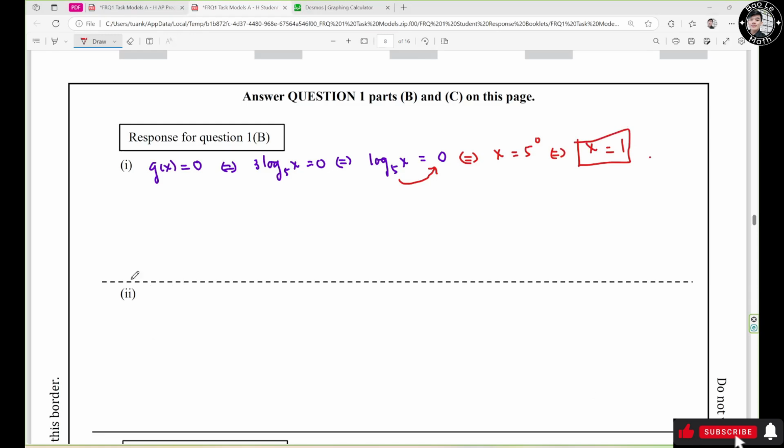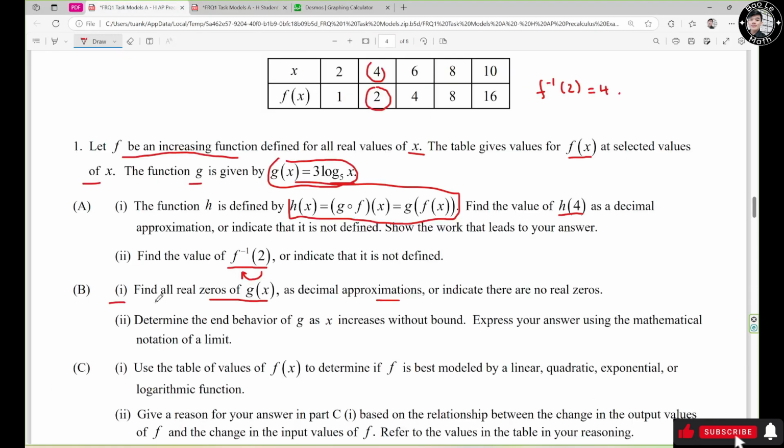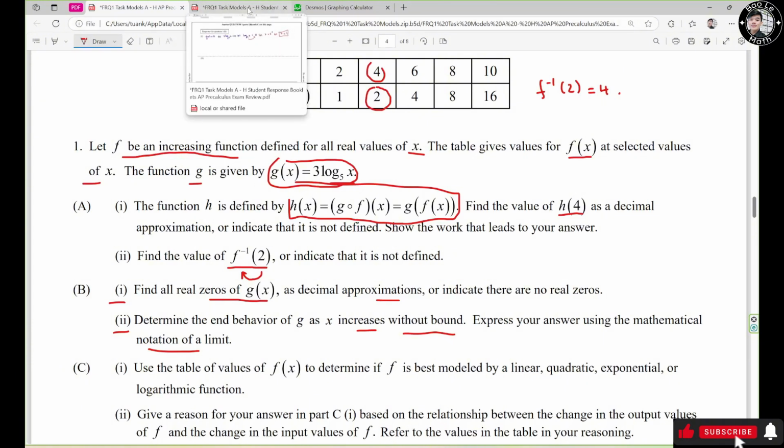Now let's move on to B2I. So it's going to be right here. Determine the end behavior of the function g as s increases without bound. Express the answer using the mathematical notation of a limit. Alright, so in order to do this question, we need to graph this one.